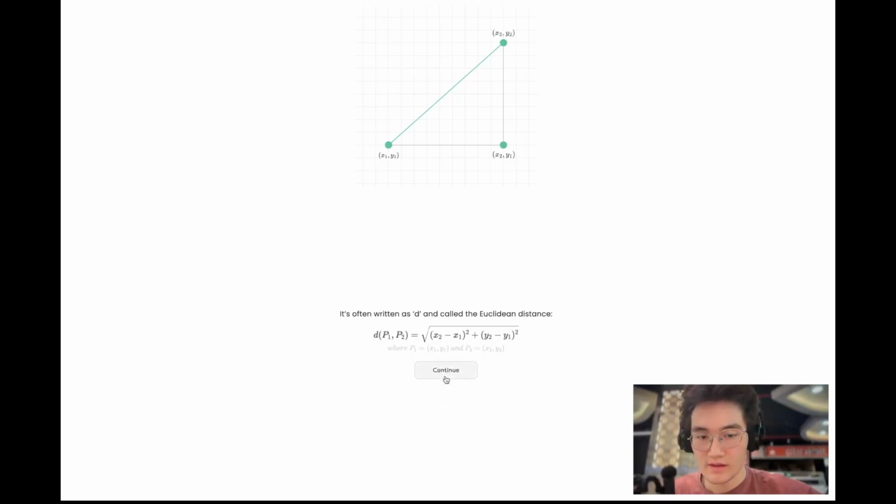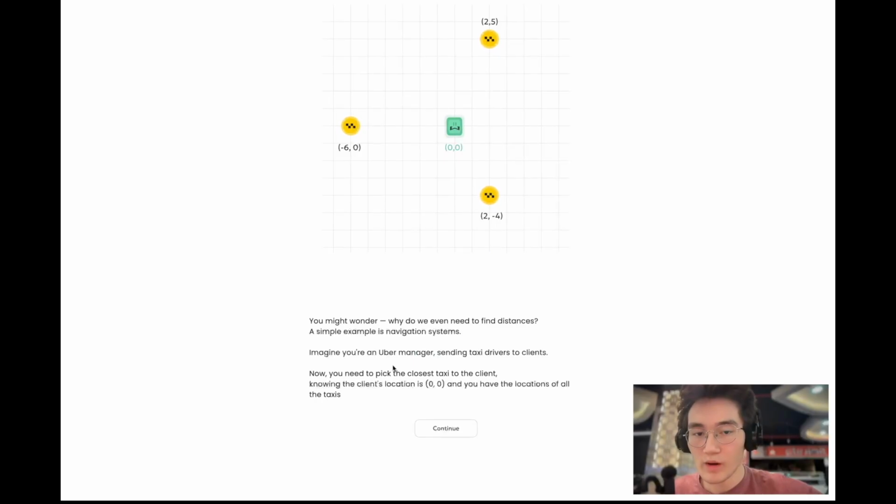Okay, let's continue. You may wonder, why do we even need to find distances? A simple example is navigation systems. Imagine you're an Uber manager sending taxi drivers to clients. Now you need to pick the closest taxi to the client, knowing that the client location is at zero point and you have the location of all the taxis.